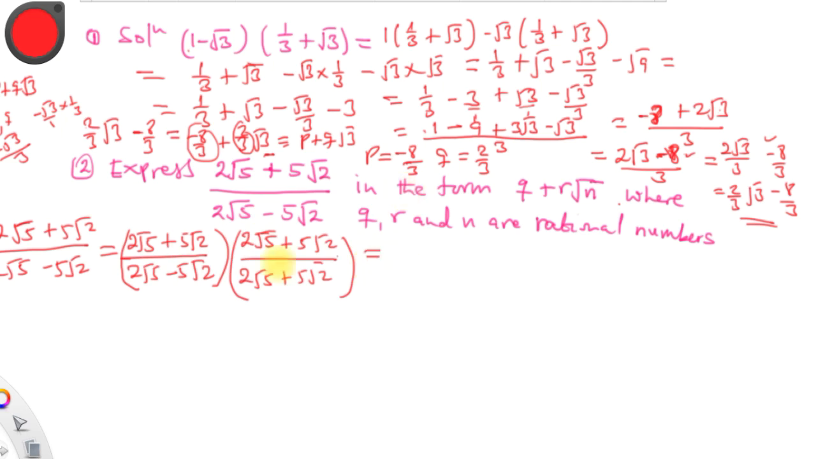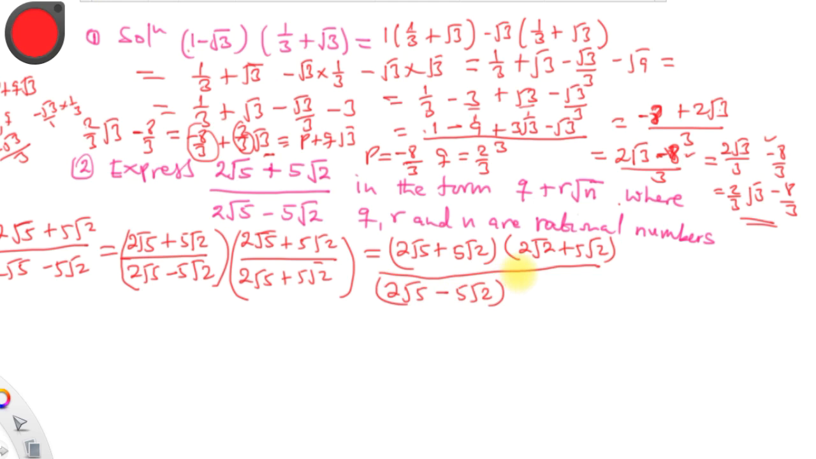You multiply the numerators together and the denominators together. So this is equal to 2 root 5 plus 5 root 2, multiplying the same 2 root 5 plus 5 root 2, divided by the denominator, 2 root 5 minus 5 root 2, and then the conjugate, which is plus, 2 root 5 plus 5 root 2. Yes, so this is what you have.